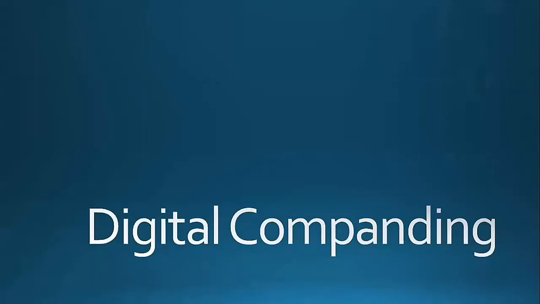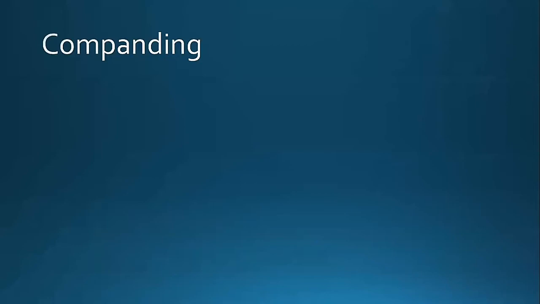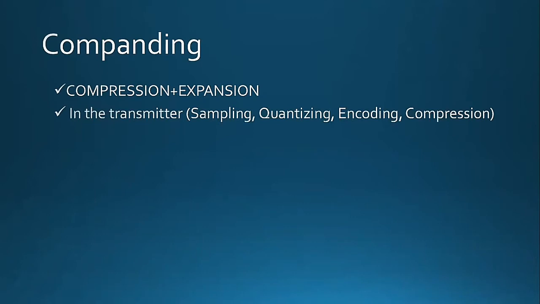Good day everyone. In today's video, I'm going to discuss all about digital companding. Companding comes from the words compression and expansion, because we do the compression at the transmitter side and expansion on the receiver side. In the transmitter side, we first do the sampling, quantizing, and encoding before we do the compression. So this is for the digital companding.